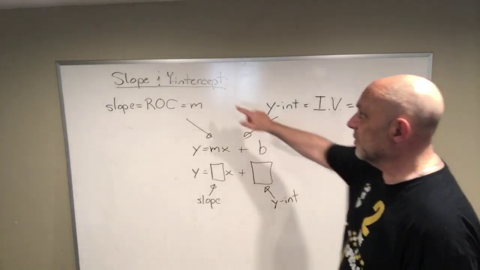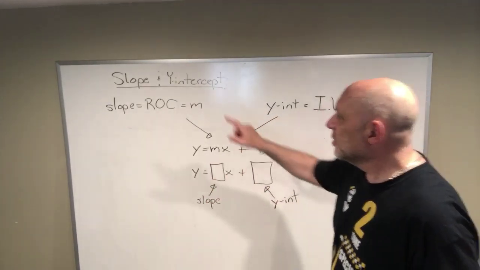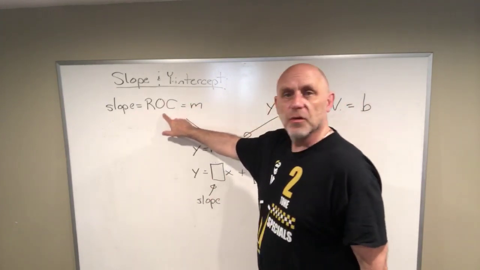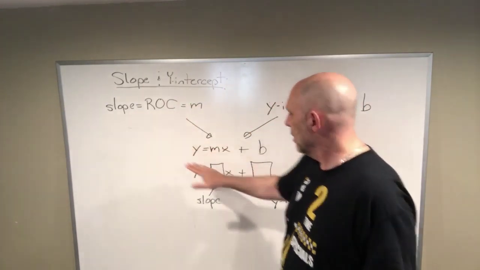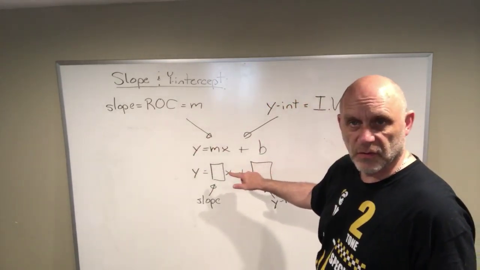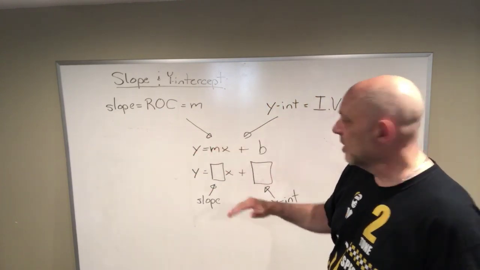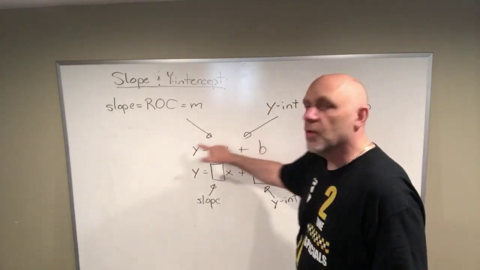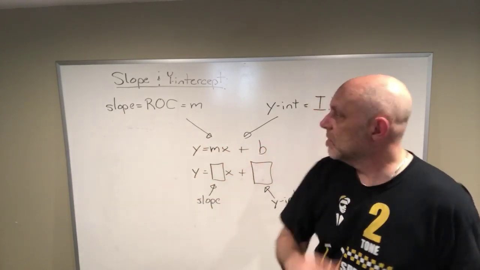So let's start with slope and y-intercept. What am I talking about when I mention that? The slope is the rate of change. Exact same thing. This is a line equation. There are different names we're going to call it and different ways we represent it. This will tell you where a line is exactly on a grid.